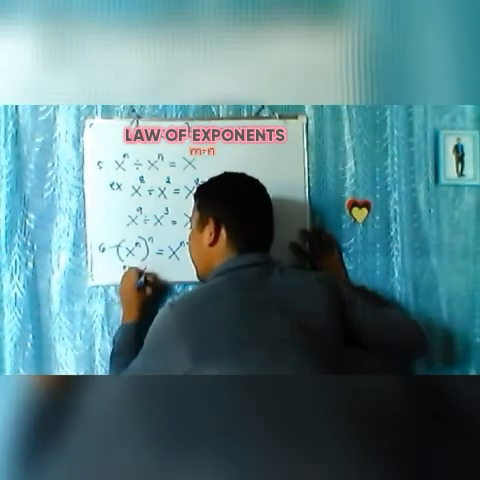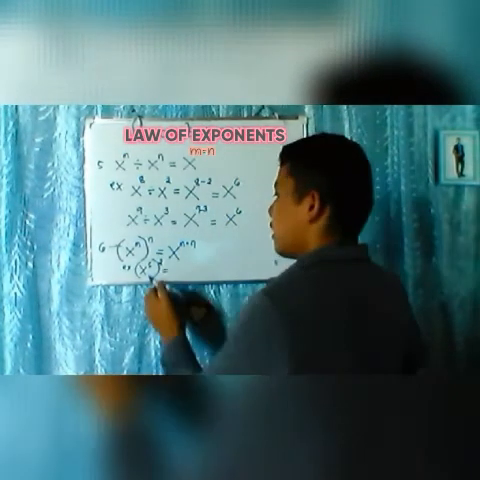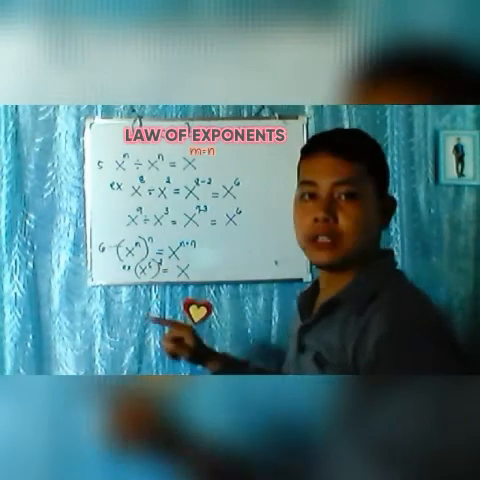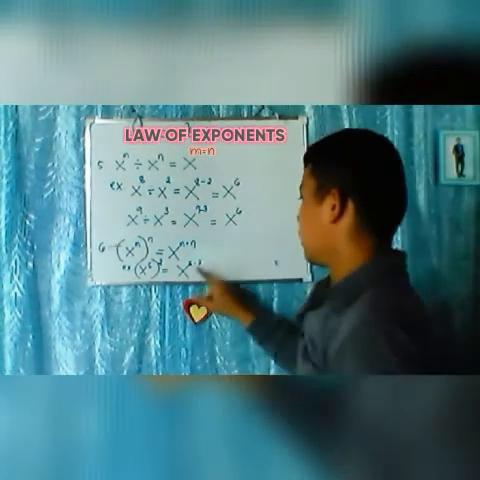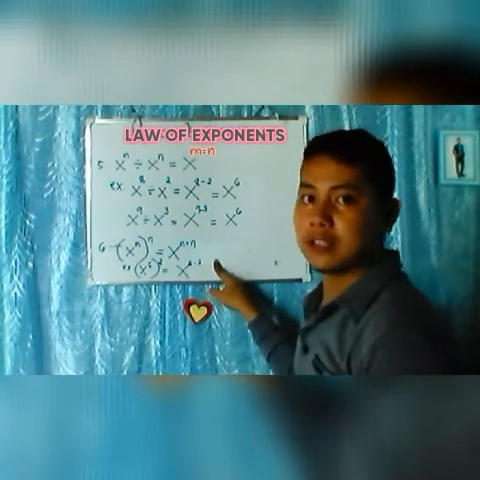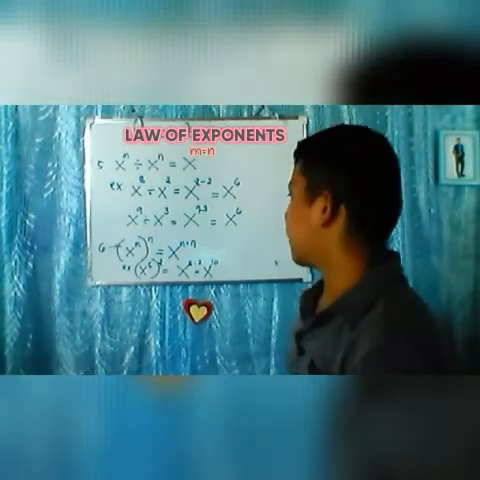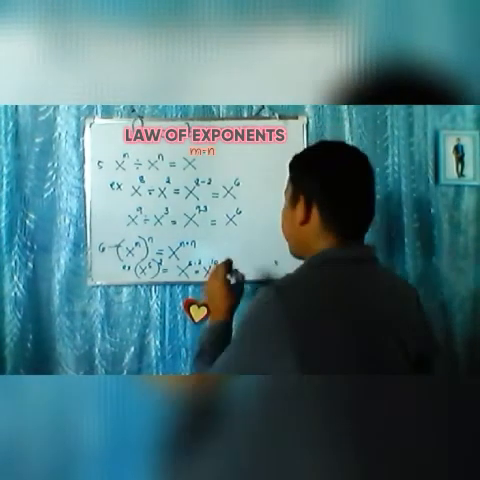So just like for example, x raised to the power of 5, open and close parentheses, to the power of 2. So your answer here is x, copy the variable x, then multiply both exponents, 5 times 2. 5 times 2, how much? 10. Very good. So your final answer here is x raised to the power of 10. So that's it.